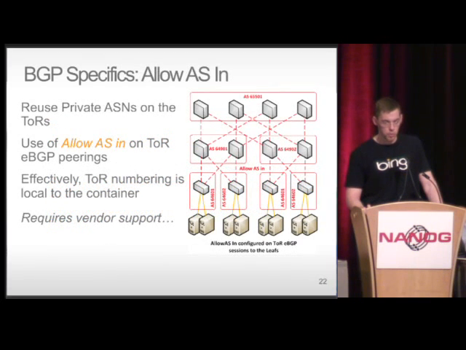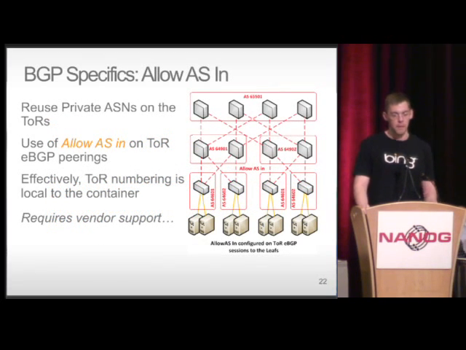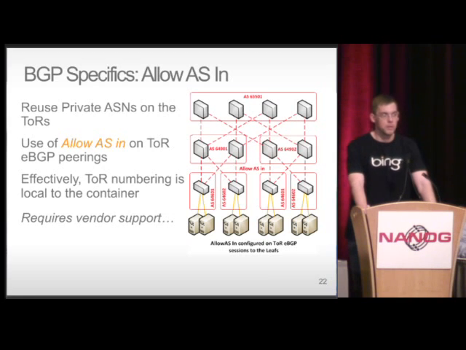So the question was, how can we use private AS numbers in this topology without getting into any black hole routing issues? So the solution was another pretty old and well-known functionality known as allow AS in, which permits a BGP speaker to accept its own AS number again.